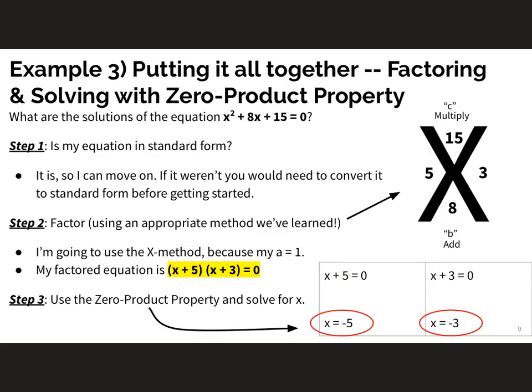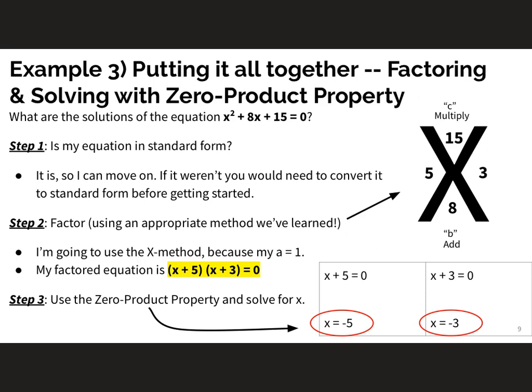So let's try to put all these skills together, where we put together our factoring skills and then our solving with zero product property skills. There's just one additional step to this process compared to our previous examples. So let's look at this problem. It asks us, what are the solutions of the equation x squared plus 8x plus 15 equals 0?